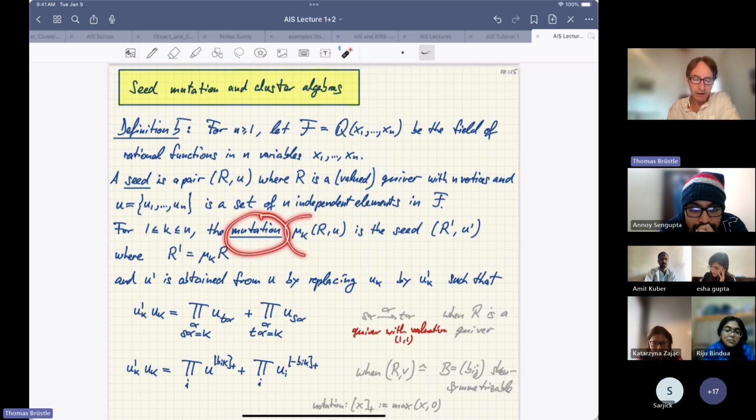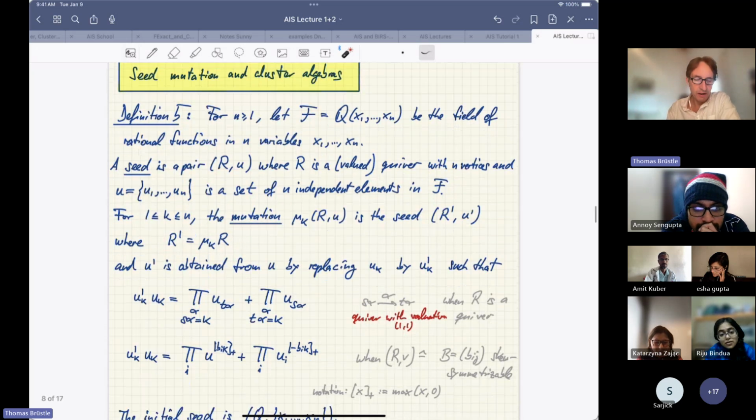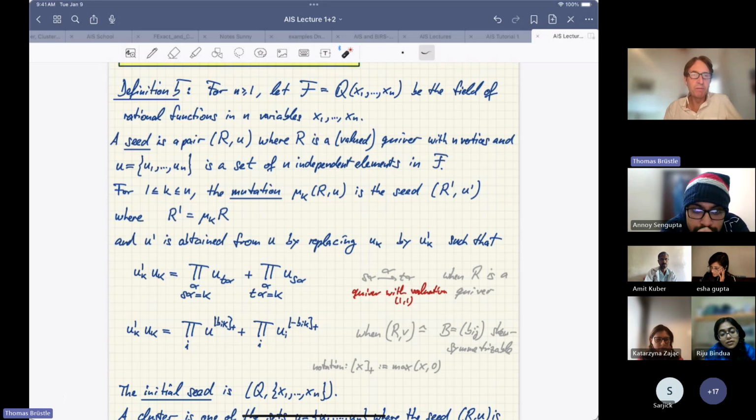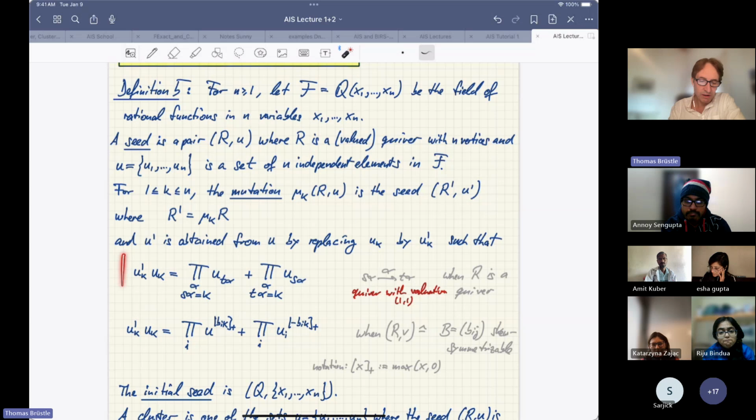So the mutation of a seed at some index k is a new seed (R', U'), which is obtained as follows. First, we mutate the quiver. This we had discussed at length yesterday. And then second, we need to explain how we mutate that set of variables. If we do a mutation at k and we have this set of variables u1 to un, we keep all of them except the variable number k. So we replace only one, uk, by a new variable uk'. And this new variable is determined by the following equation, like in the quiver setting.